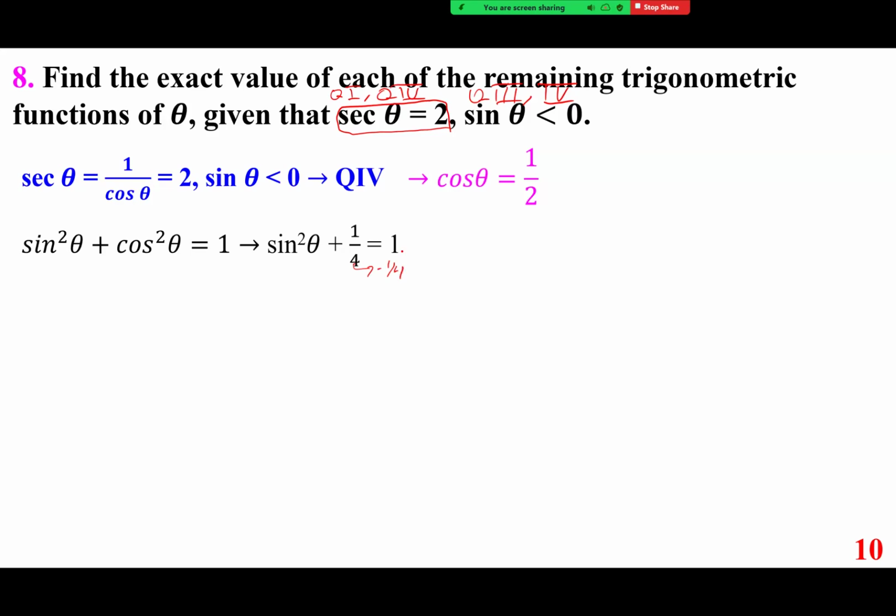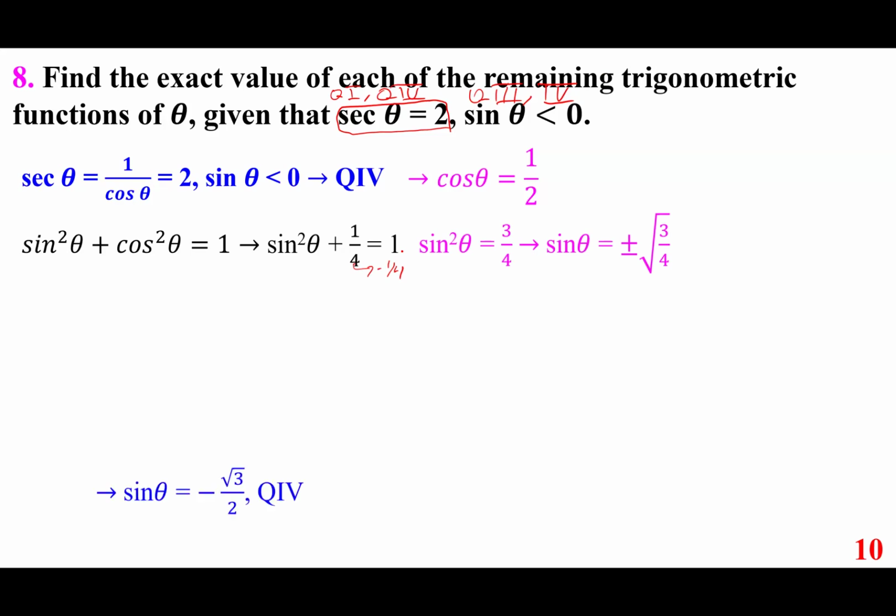And sine squared is 3/4. Sine is plus or minus the square root of 3/4. We are given that sine is negative, so it is minus the square root of 3 over 4, which is minus square root of 3 over 2, since the square root of 4 comes out as 2. The reason we choose negative is because it's in the fourth quadrant. The rest of them are easy, okay?